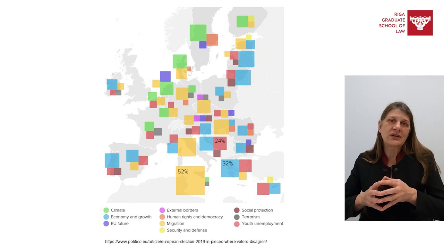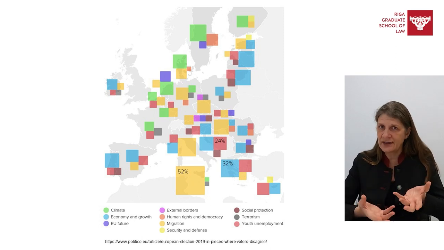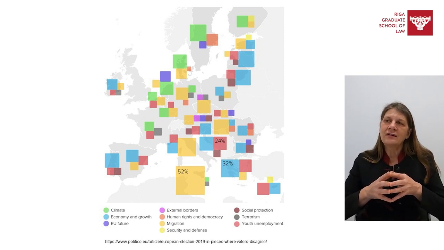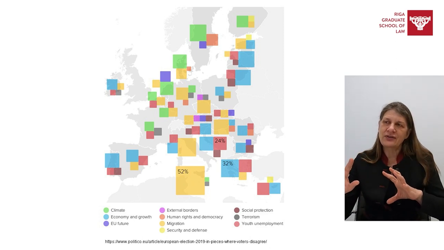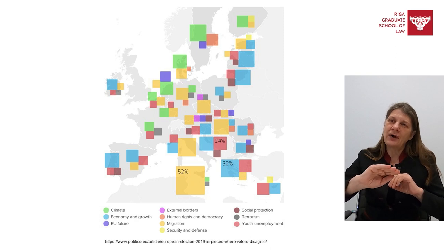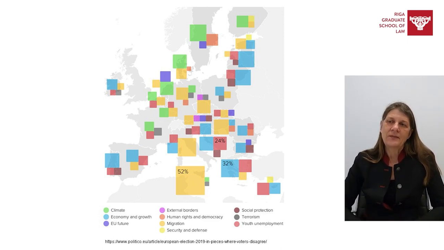And again, the question is to what extent the European project can respond to these concerns. Here is a very interesting picture. We see in the map, according to the colors, the different concerns of people. The majority of concerns, grouping around the southeast direction of the map, are devoted to economy and growth.